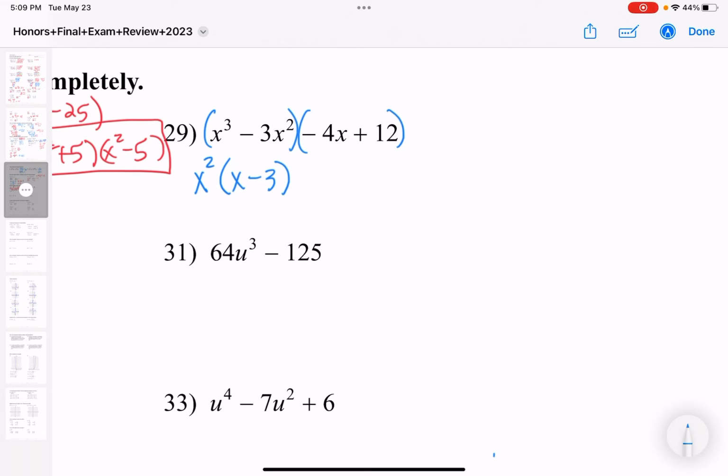Okay, and now look at the second parentheses. We've got negative 4x and positive 12. They don't both share an x here, so I can't take an x out, but they do both share a 4. I can divide negative 4x by 4, and I can also divide 12 by 4. But remember, I told you that if your first number in the parentheses is negative, you want to factor out a negative. So I'm not factoring out a 4, I'm going to factor out a negative 4.